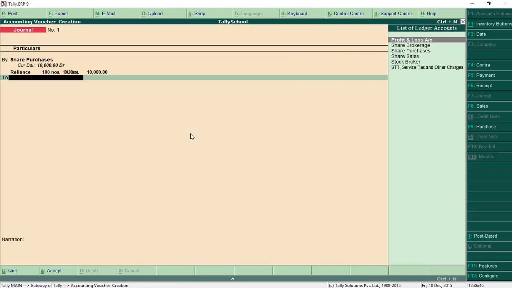Now first of all we have to pay the brokerage. So let's say the brokerage is 100 rupees.